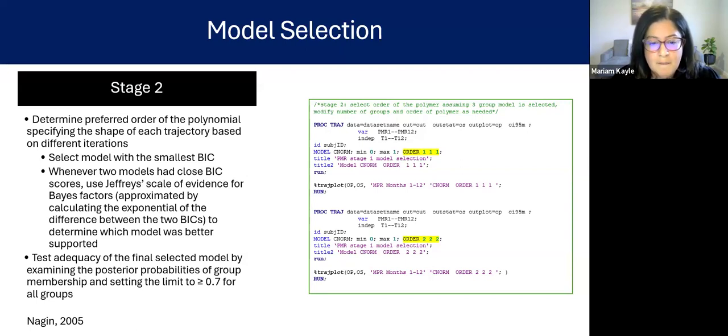And then once a model is determined, a test of the fit of the selected model is done by comparing the posterior probability for group membership. An acceptable limit for that is 0.7 for all groups. That determines the probability of misclassification between different groups based on the model that you selected in stage 2.